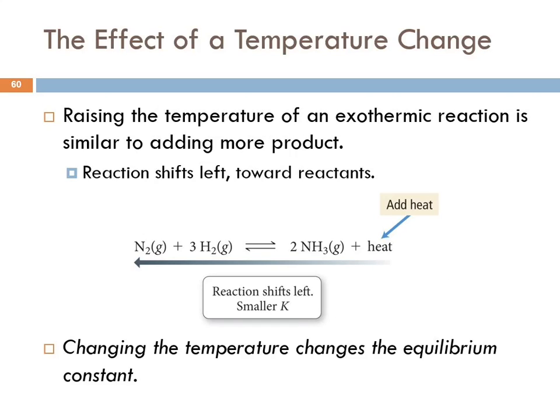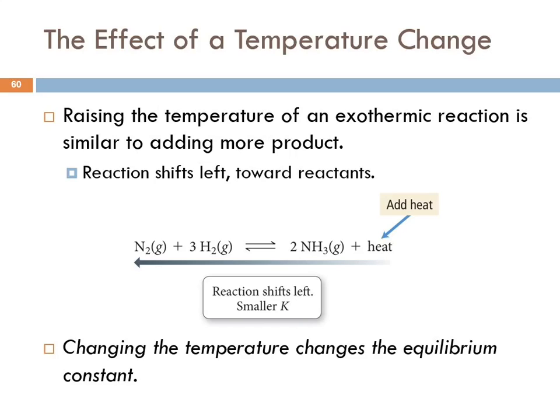So then, if we change the temperature of an exothermic reaction, here we're going to raise the temperature. Raising the temperature is like adding heat to the system, right? So if we're adding heat for an exothermic reaction, heat is a product. You add more product, what does the reaction do? It shifts away from that, and so it will shift to the left. Now this is important. Changing the temperature does change the equilibrium constant.